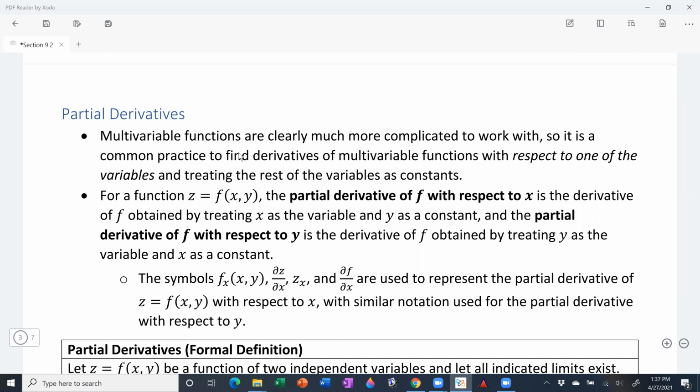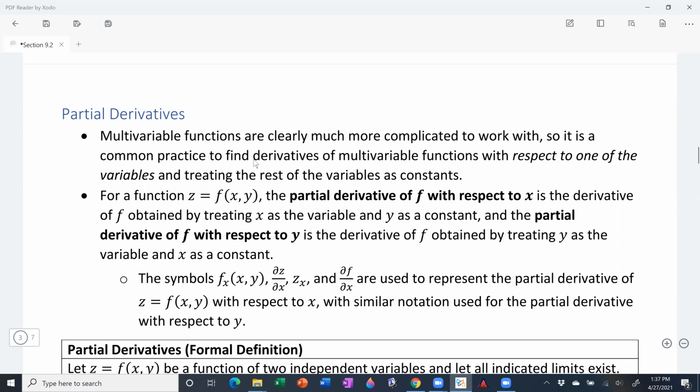Okay, so multivariable functions are clearly much more complicated to work with. We're definitely not going to go into that in a whole lot of detail, but I encourage you to take a third semester calculus, Math 77. Maybe not, but it's a fantastic class where you really start working in three-dimensional space a lot more. But anyways, clearly they're much more complicated to work with.